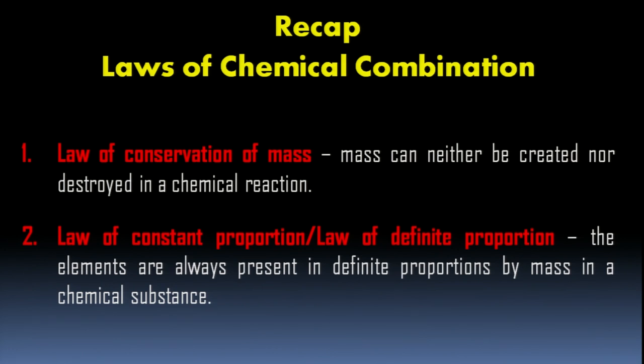What about the law of constant proportion? The elements are always present in definite proportion by mass in a chemical substance. For example, we had considered that of water. In water, hydrogen and oxygen are in the ratio 1:8 by mass. I hope you remember all these things, children.